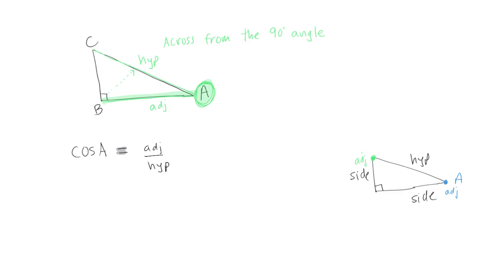Okay, so in this case, adjacent is the line AB, and hypotenuse is the line AC. So that would be our answer.